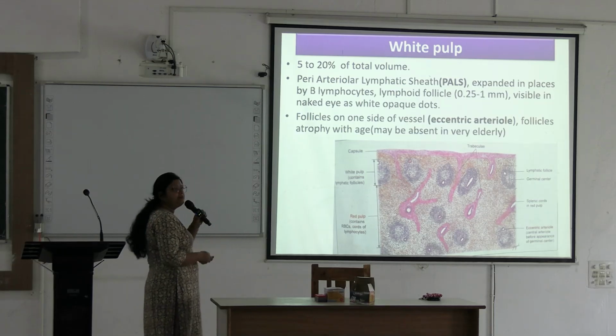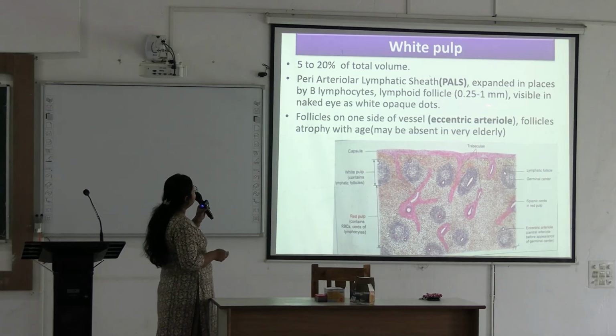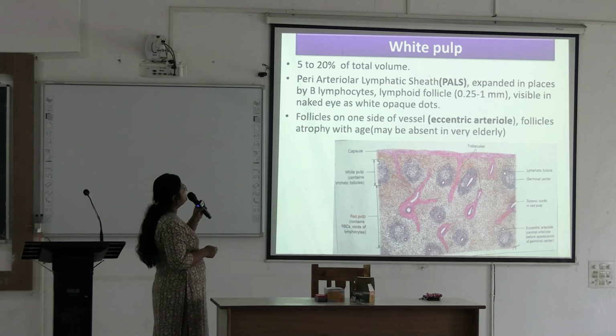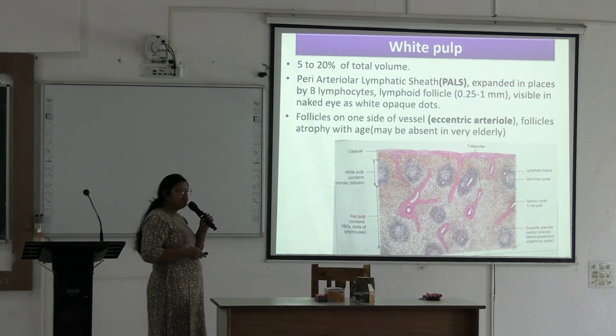So this is white pulp, okay? It is formed of mainly periarteriolar lymphatic sheath, PALS. This short form is sometimes used, okay?